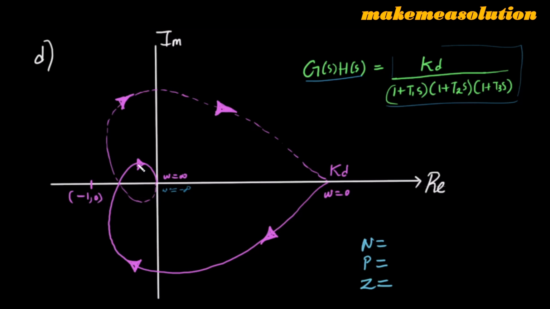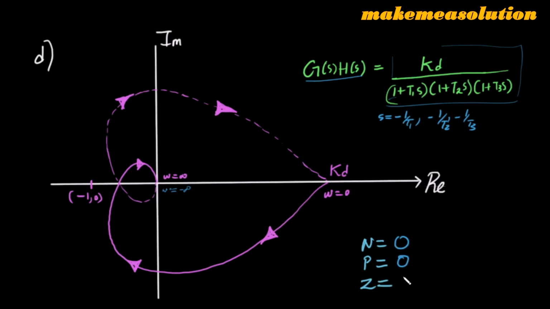We will now ask ourselves, how many times does this entire contour encircle this point? You see that there are no encirclements because the contours are to the right of this point. So we ask ourselves, how many open loop poles do we have on the right hand side? We can find out by setting this denominator to 0. That will give s equal to minus 1 over T1, minus 1 over T2, and minus 1 over T3. We can see that all these open loop poles are negative, so none of them occur on the right hand side. So the number of open loop poles P is 0.